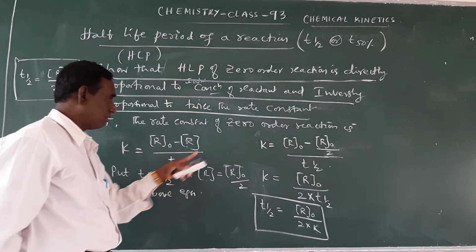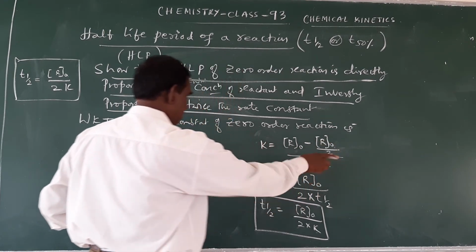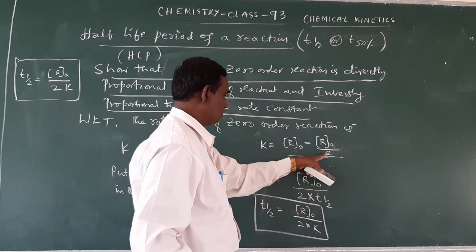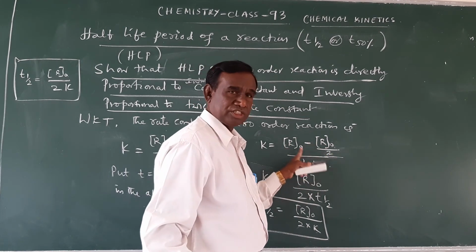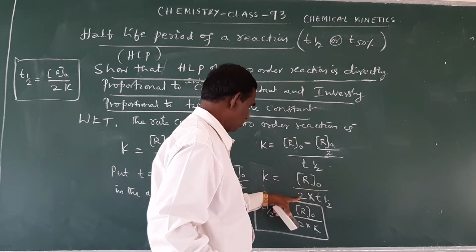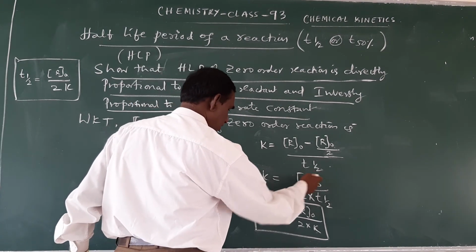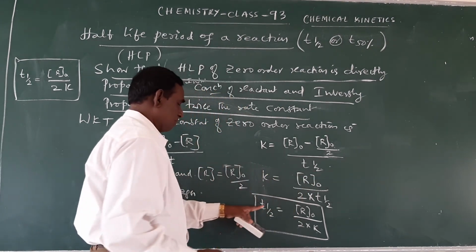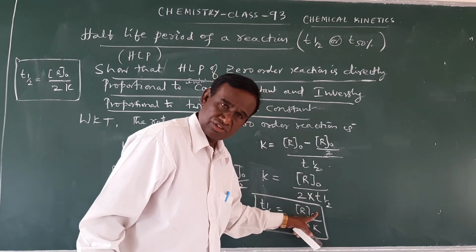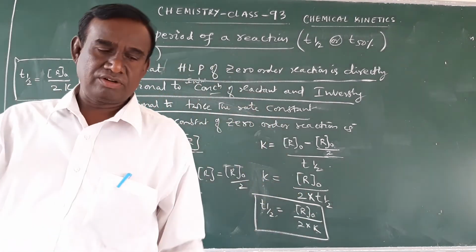In the above equation, K is equal to R naught minus R naught divided by 2, divided by T half. So K is equal to R naught divided by 2 into T half. Therefore, if you take this to the other side, T half is equal to R naught divided by 2 into K. So the half-life of zero order reaction is directly proportional to the initial concentration of the reactant and inversely proportional to twice the rate constant.